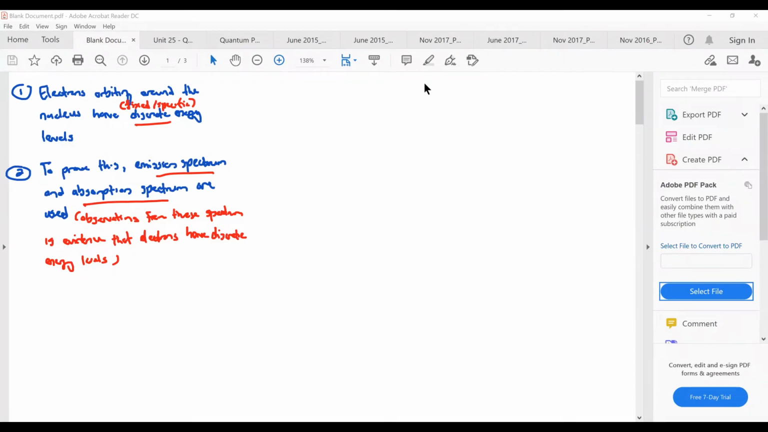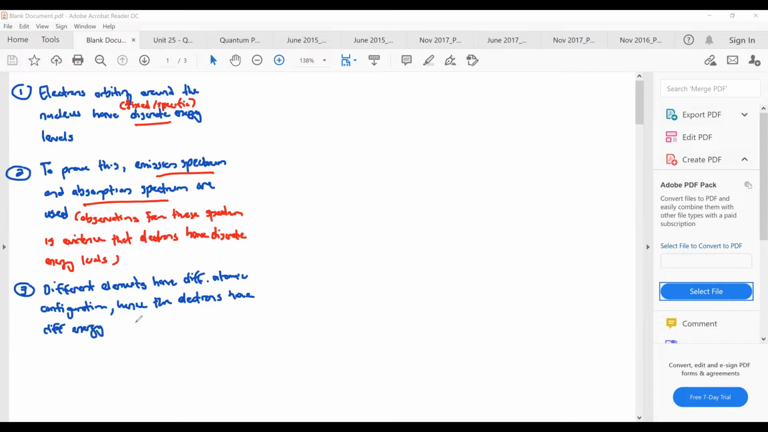Now, say for example, now I talk to you about different elements, you know, different elements have different electron atomic configuration. This one I just need to tell you this one first. Different elements have different atomic configuration. Hence, the electrons have different energy levels. Okay, just know this one first. Different elements have different atomic configurations, hence the electron will also have different energy level.